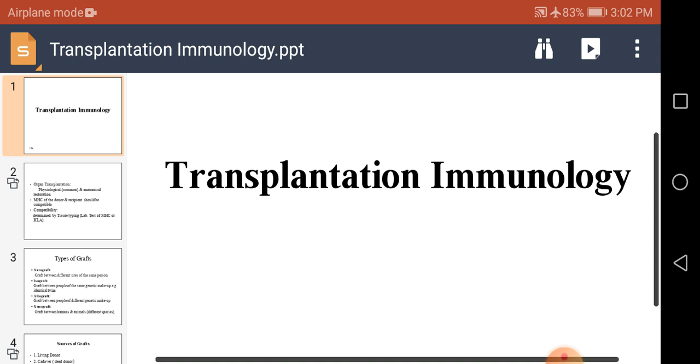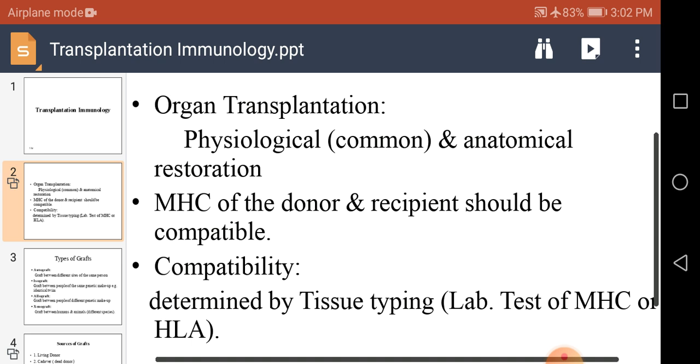This lecture is an immunology lecture about transplantation immunology. Organ transplantation is done for physiological restoration of the organ and, to a lesser extent, anatomical restoration, such as kidney transplantation. For transplantation to be successful, the MHC of the donor and that of the recipient should be compatible.